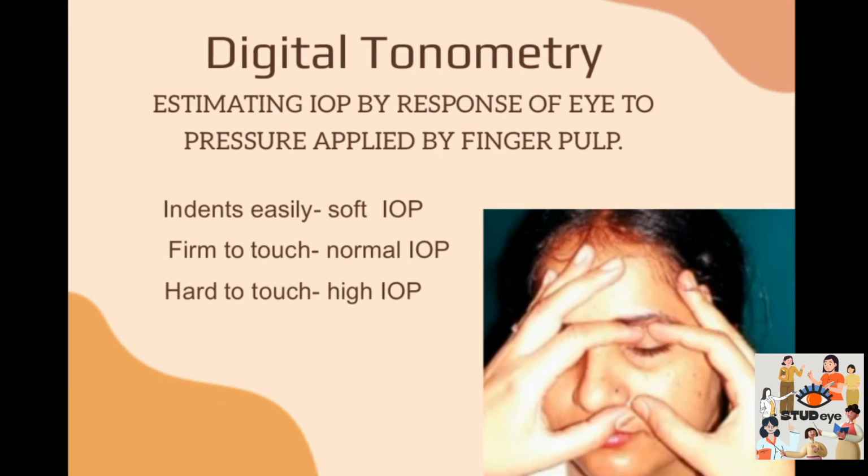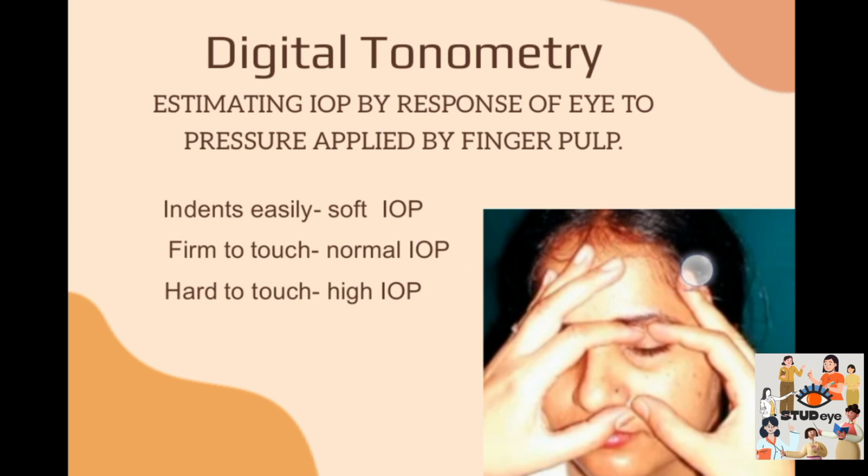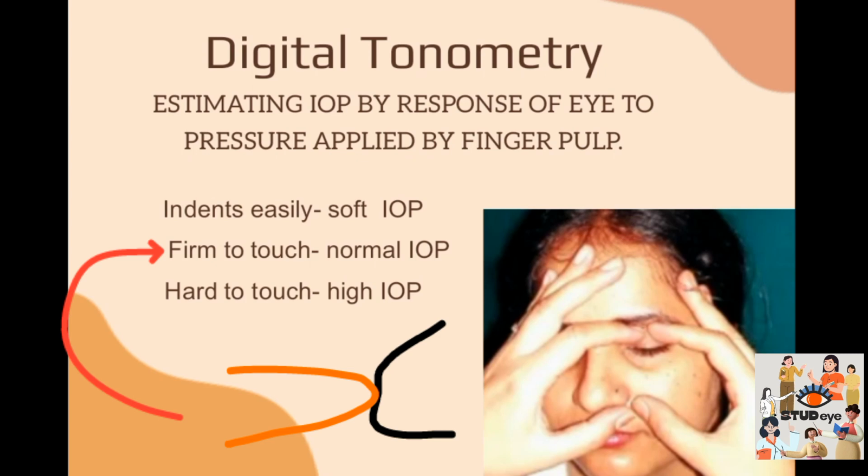Now what is the interpretation of digital tonometry? When you touch the eye and exert pressure on the eyelid, if it indents softly and moves inward very easily, it means the eye is soft, which tells you that the IOP in the patient's eye is low. If it is firm to touch, neither requiring a lot of effort to exert pressure nor so soft that the eye moves inward very easily, then the IOP of the patient is normal.